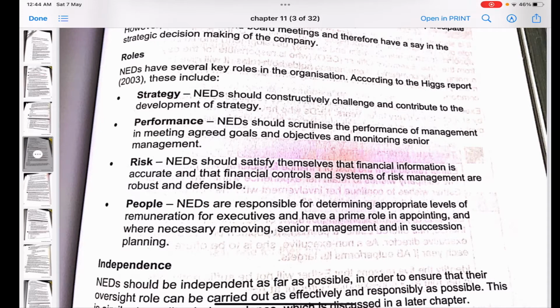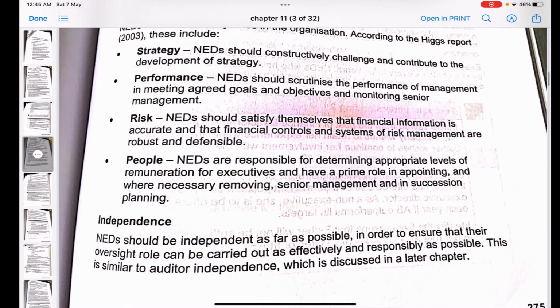And then we have performance. NEDs should also look after the performance of how the executive directors are working. They need to see how the working is going on and how the business organization has performed, then give their advice, and they have to monitor the senior management. Risk. NEDs should satisfy themselves that financial information is accurate and that financial controls and systems of risk management are robust and defensible. So NEDs must also check that risk management is done well in the organization.